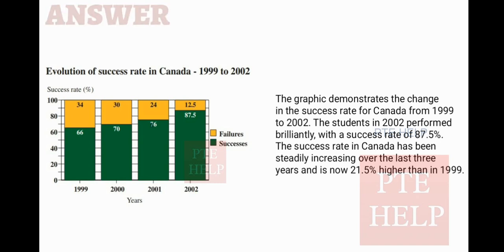The graphic demonstrates the change in the success rate for Canada from 1999 to 2002. The students in 2002 performed brilliantly, with a success rate of 87.5%. The success rate in Canada has been steadily increasing over the last 3 years and is now 21.5% higher than in 1999.